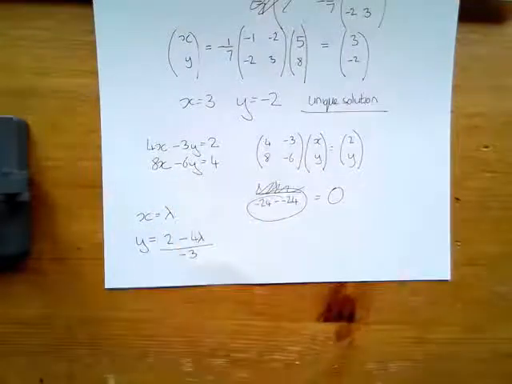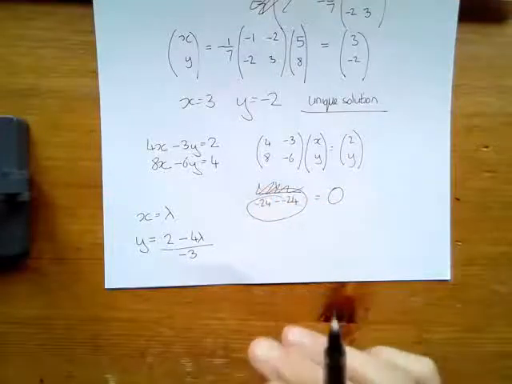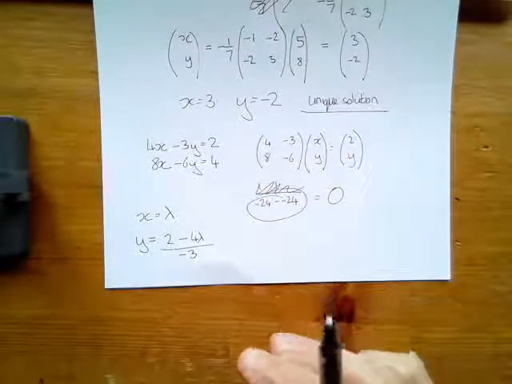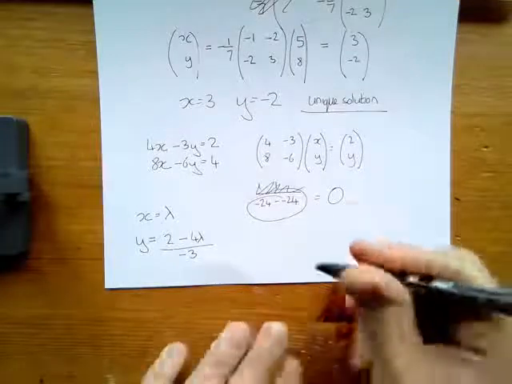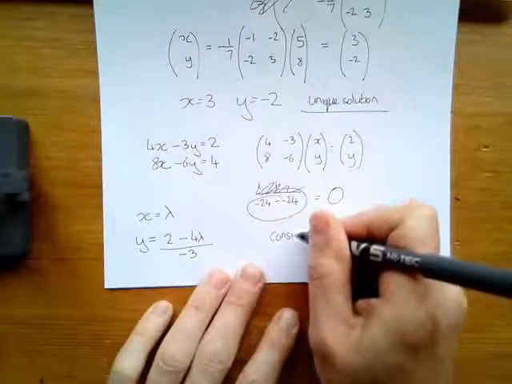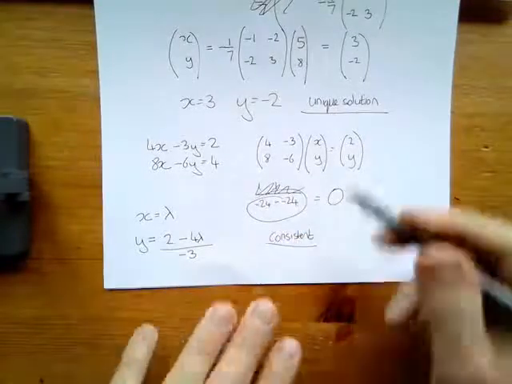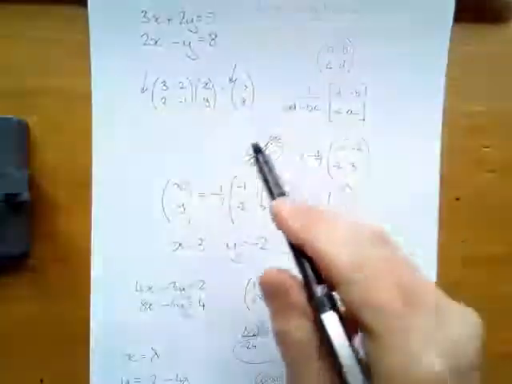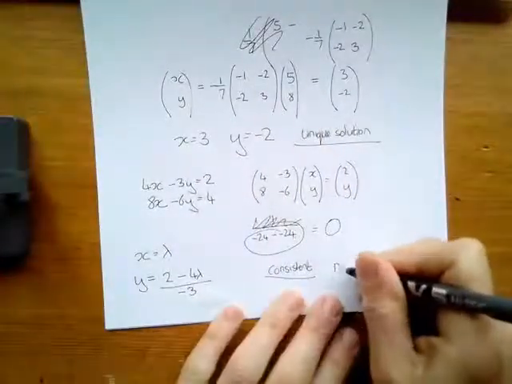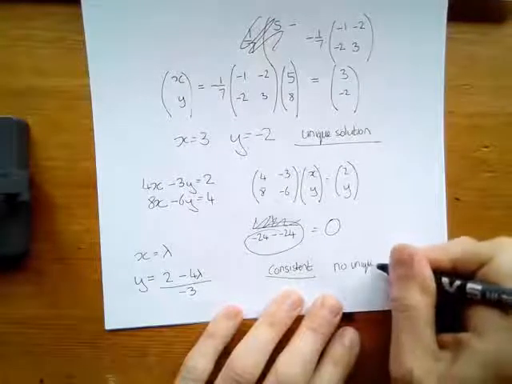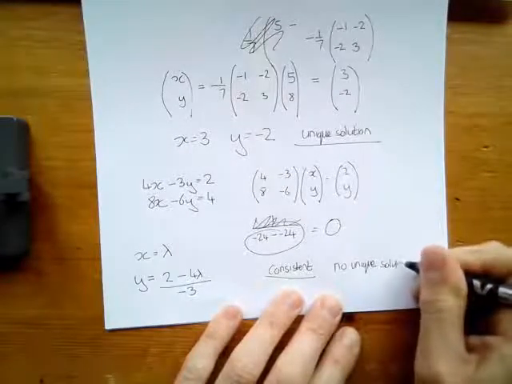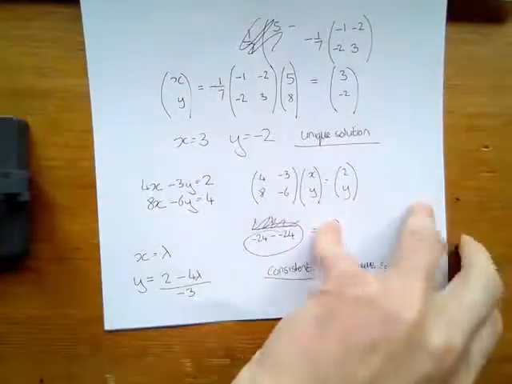So in this case, we say that the equations are consistent, but they do not have a unique solution. There's lots of solutions. So the third case is when there are no solutions at all.